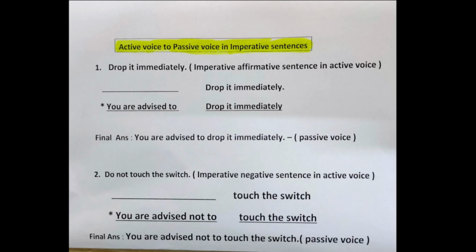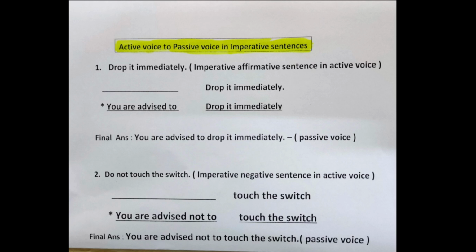Now friends, let us see how the active voice is converted into passive voice in case of imperative sentences. We know, friends, that in imperative sentences we are ordering or we are requesting or we are advising, and therefore the words which we will be using are advised, requested, or ordered. Secondly, we also know that imperative sentences can be affirmative, that is positive, or negative.